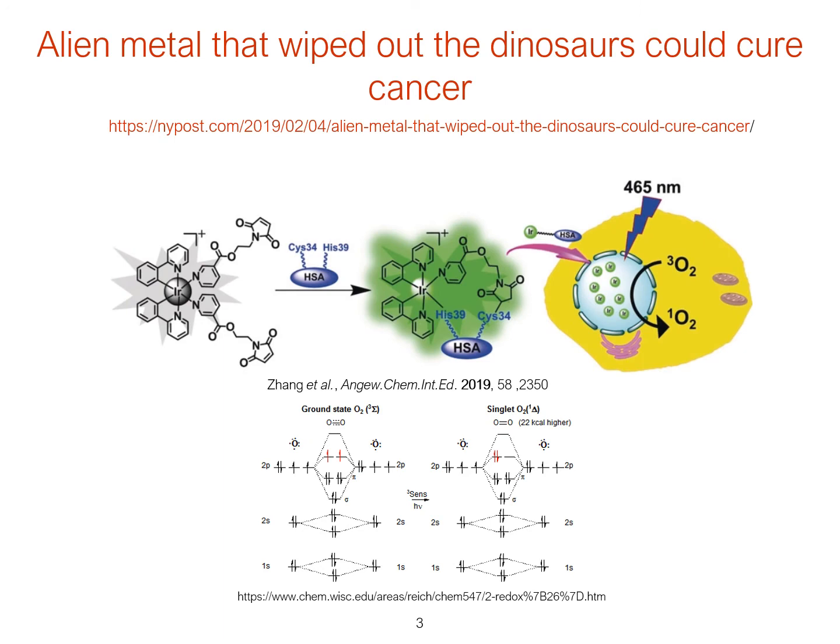So here's some example of the compounds that can be used and researched. So this is one of the most sensationalized pieces of journalism you'll ever read. You can see from the URL and the title, alien metal that wiped out the dinosaurs could cure cancer.